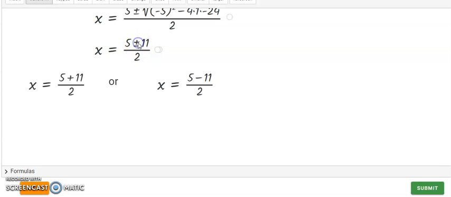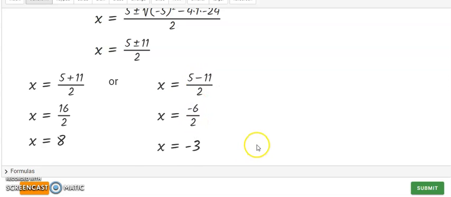Because of the plus and minus, we have two possible solutions. Completing the addition problem, hopefully you got an answer of 8, and completing the subtraction problem, hopefully you got an answer of -3. So the parabola crosses at (8, 0) as well as (-3, 0).